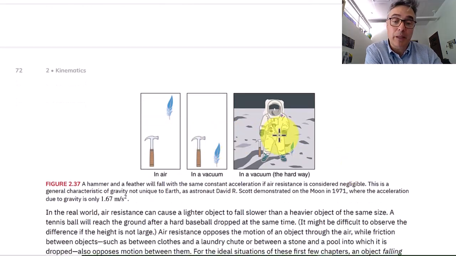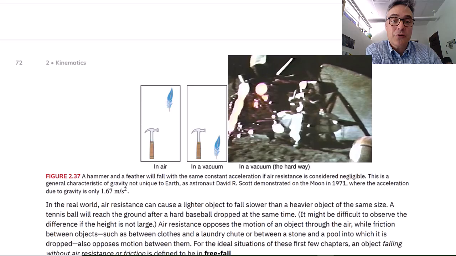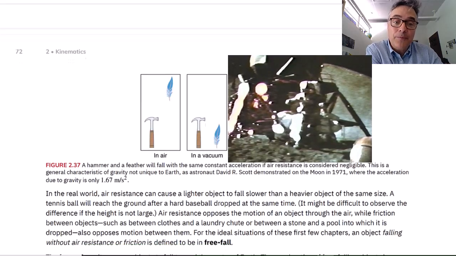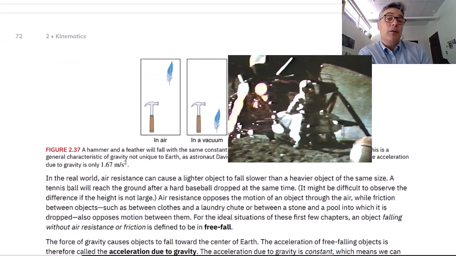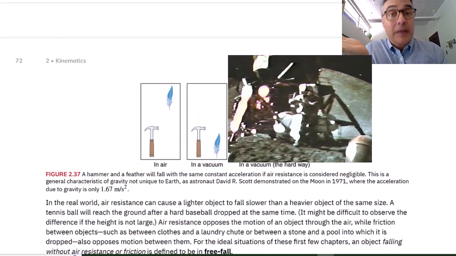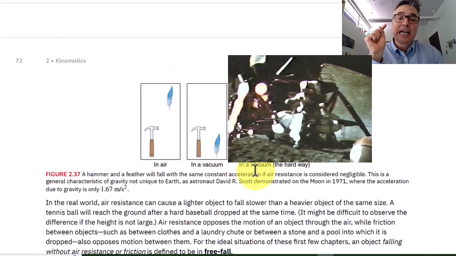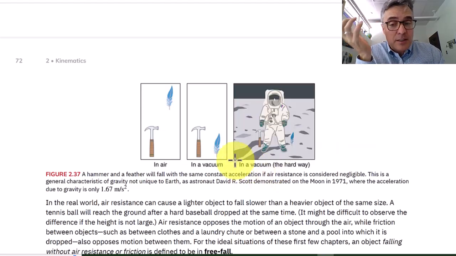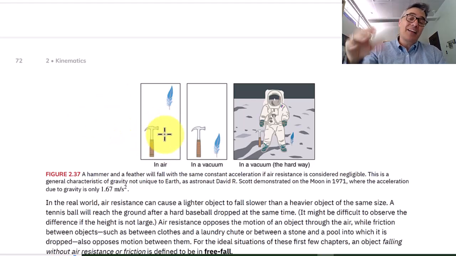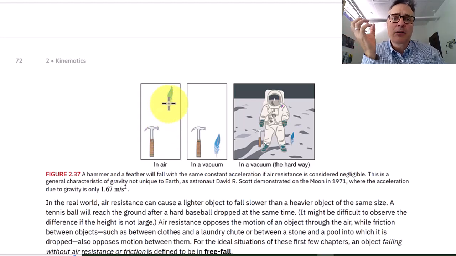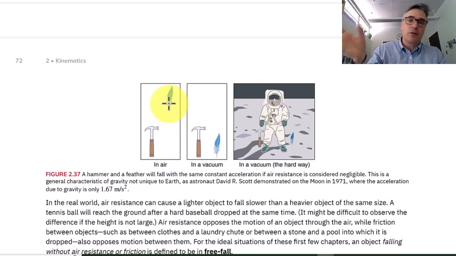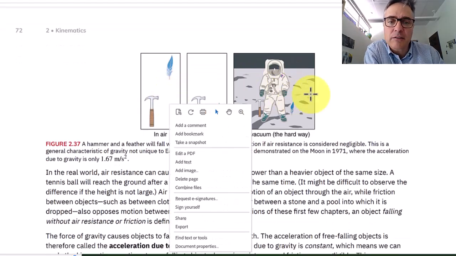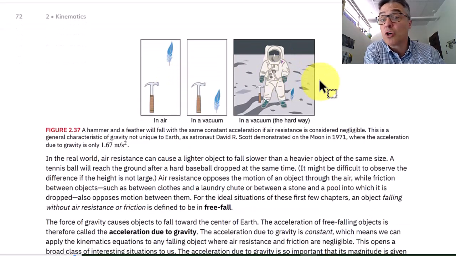Here they show an experiment that was done on the moon where an astronaut dropped a hammer and a feather at the same time, and they fell with the same acceleration. And the reason they fall with the same acceleration is because they are in a vacuum, meaning that there is no air resistance that slows down the feather. So air resistance acting on a hammer is pretty low here on Earth, but it's a lot compared to the weight of a feather, and so feathers don't fall at this regular rate. But they would if you took away all the air.